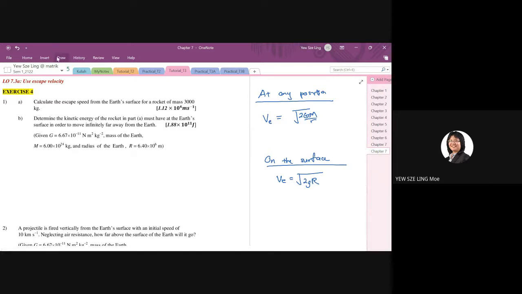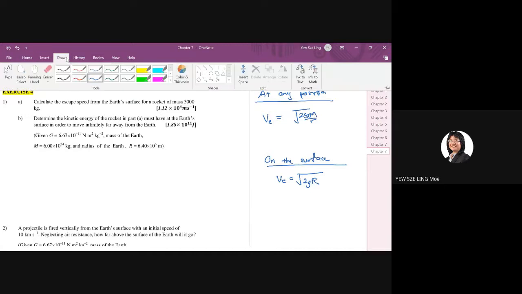Okay, tak kisah kamu ke satellite ke yang beribu-ribu kg itu ke, yang mana satu nak escape daripada kita punya planet, kita punya Earth, okay, dia tetap akan guna equations yang sama, nilai yang sama, escape velocity yang sama.